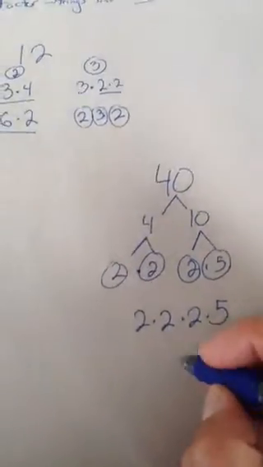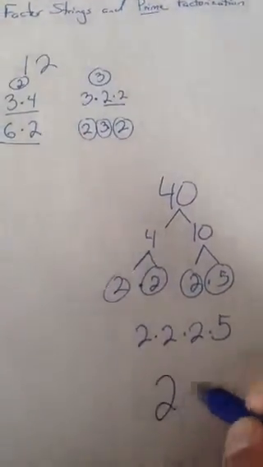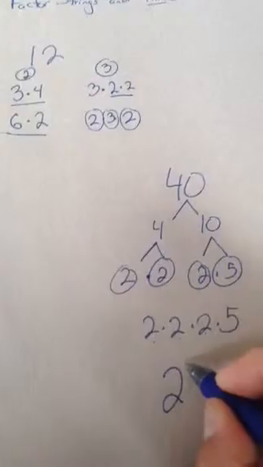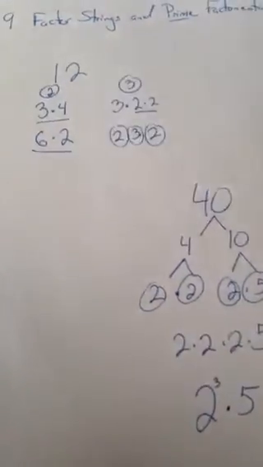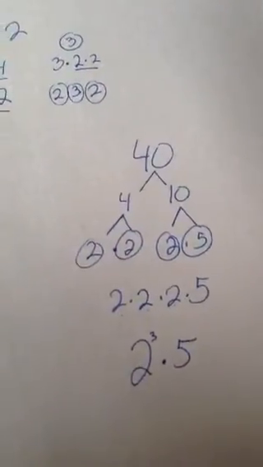Another way to write this is with an exponent. I see some 2s on my list, and I see 1, 2, 3 of them. So 2 to the exponent of 3, times 5. And that's it. Prime factorization and factor strings.